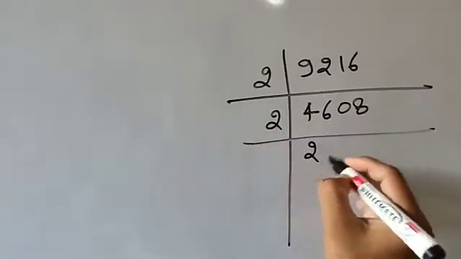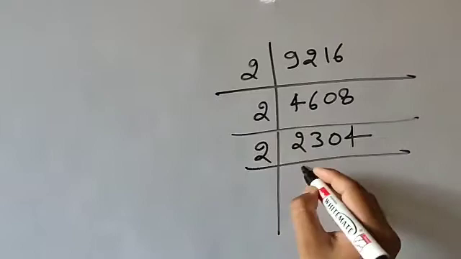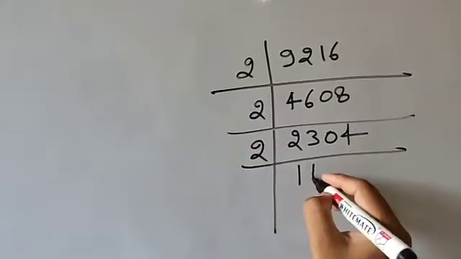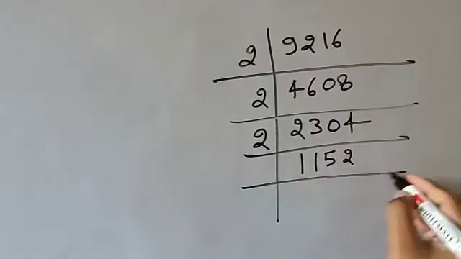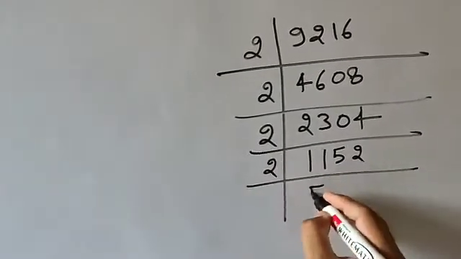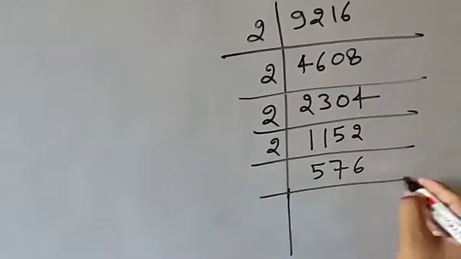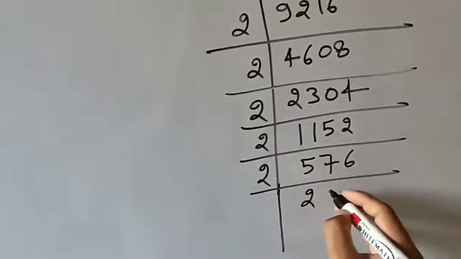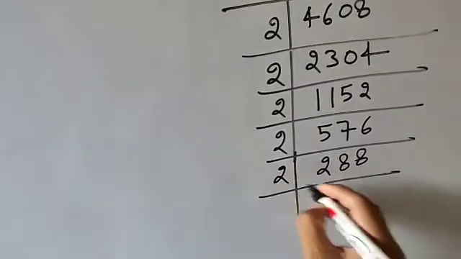Now again the unit place is 8, so it is divisible by 2. So 2 2 ja 4, 2 3 ja 6, 0 2 4 ja 8. Again divisible by 2, then 2 1 ja 2, 2 5 ja 10, 2 2 ja 4. Again by 2, so 2 5 ja 10, 2 7 ja 14, 2 6 ja 12. Then again by 2, then 2 2 ja 4, 2 8 ja 16.